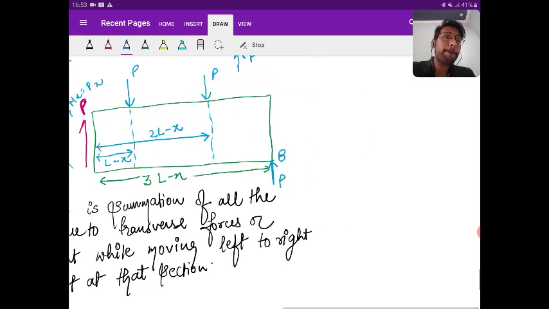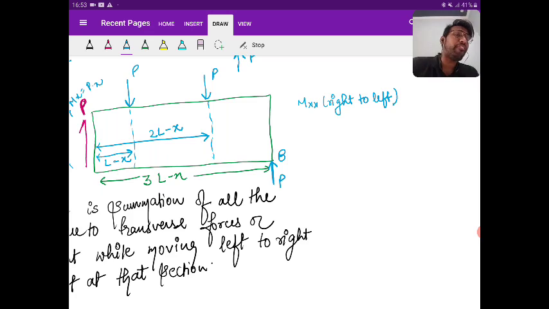So let me prove this. I want to find the moment at the section HH coming right to left. Since we need to obtain the net effect as anti-clockwise, I am considering anti-clockwise as positive, clockwise as negative. So what value are we going to obtain? Anti-clockwise of P into 3L minus H. Then clockwise, minus P into 2L minus H, which is acting downward. Then clockwise again P, that is downward, so minus P into L minus H.